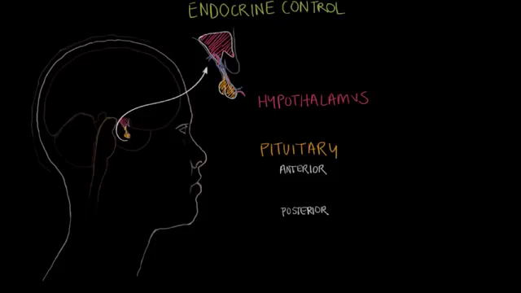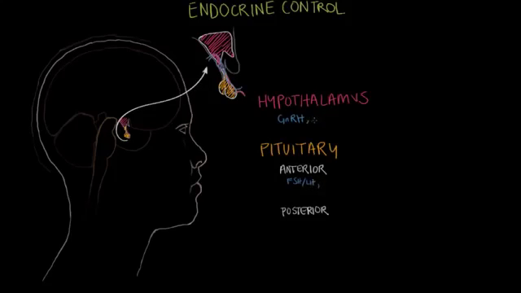And so one example of the hypothalamus hormones that signal the pituitary gland is gonadotropin releasing hormone, or GnRH. And gonadotropin releasing hormone is going to go down to the anterior pituitary, and it's going to stimulate the release of follicle stimulating hormone and luteinizing hormone, so FSH and LH. And these hormones are going to travel down to the gonads, in the male the testes, and the female the ovaries, and they're going to stimulate the gonads to release their hormones.